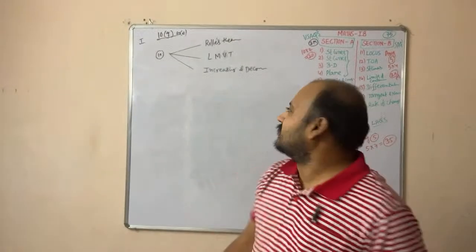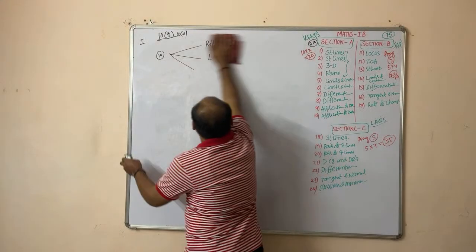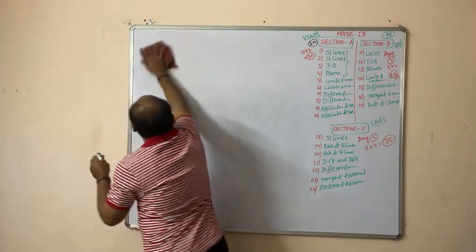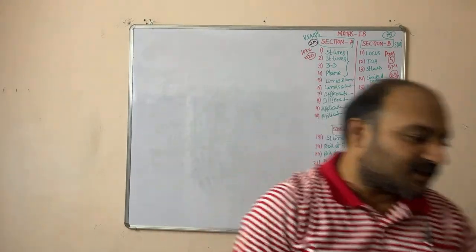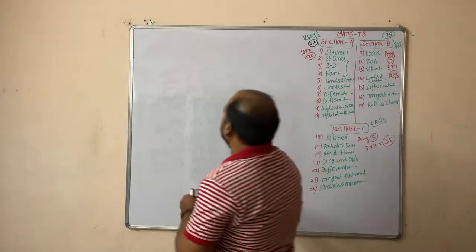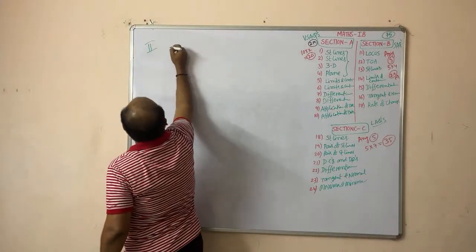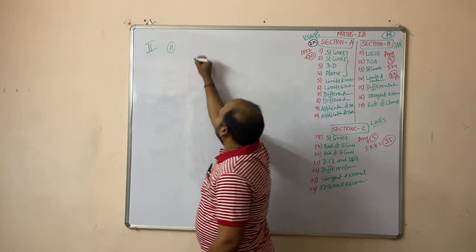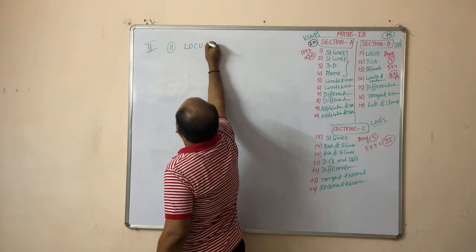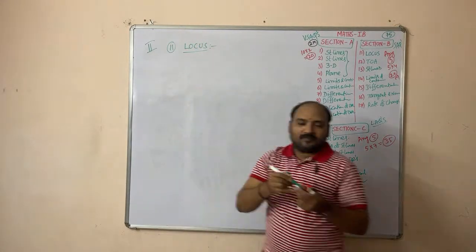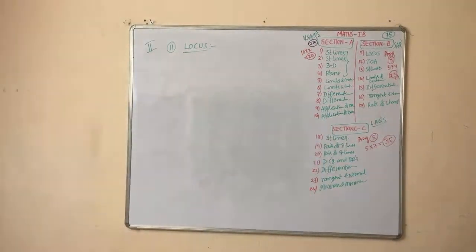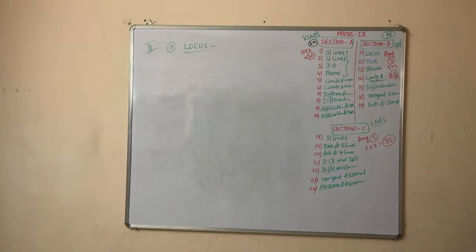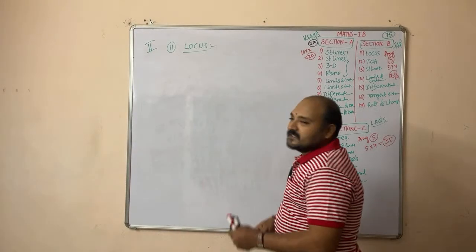In the SAQs, section 1 is over now. Now section B. In section B, what type of questions? Section B, question number 11. Question number 11 is related to locus. On the chapter locus, your focus is very much required, dear students. I hope you understand. What type of questions here you need to practice?